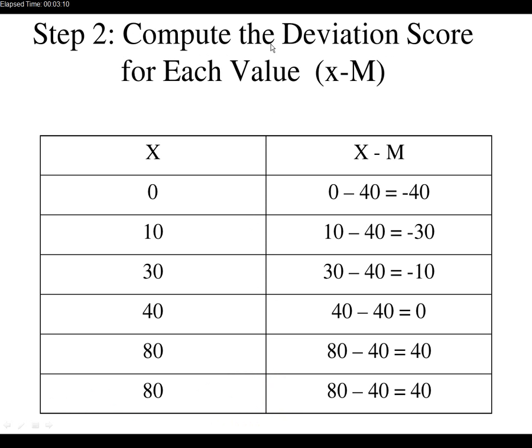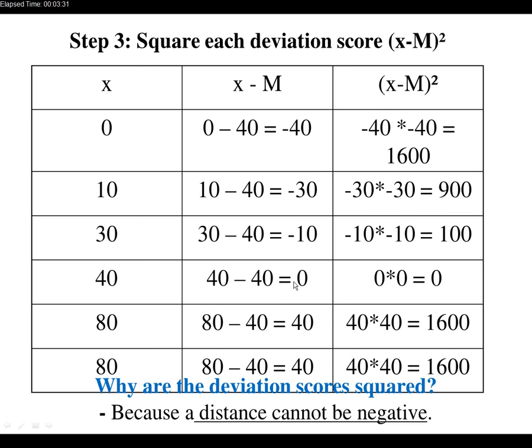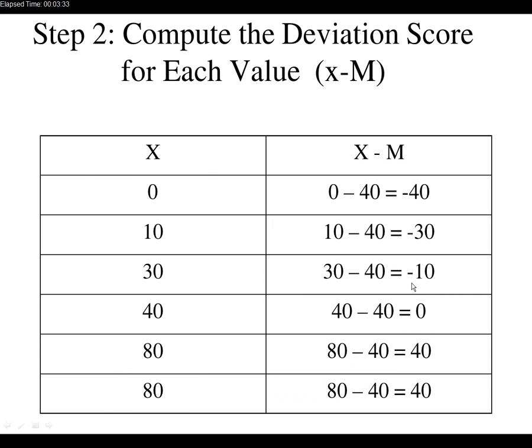The next thing we're going to do is compute the deviation score. We take x minus the mean for each one, so that's 0 minus, what was the mean? It was 40. 0 minus 40 equals negative 40. 10 minus 40 equals negative 30. 30 minus 40 equals negative 10. 40 minus 40 equals 0. 80 minus 40 equals 40. And 80 minus 40 again equals 40.